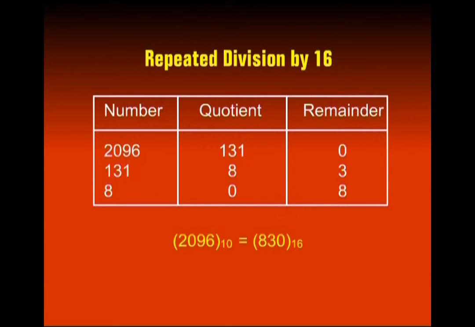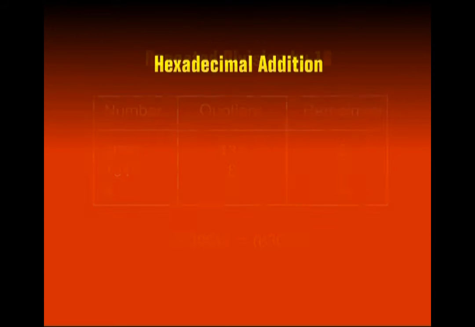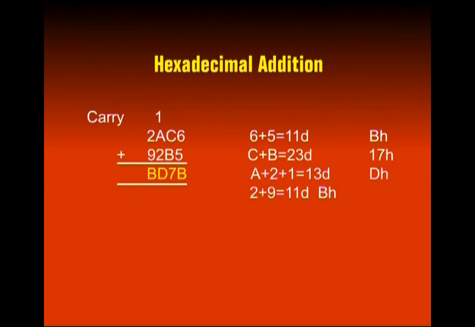The new quotient value is 0 and the remainder is 8. Since the quotient value is 0, that means the end of the conversion process. So the hexadecimal equivalent of decimal 2096 is 830 hexadecimal. Let's consider adding hexadecimal numbers.